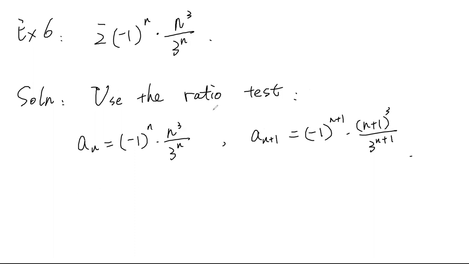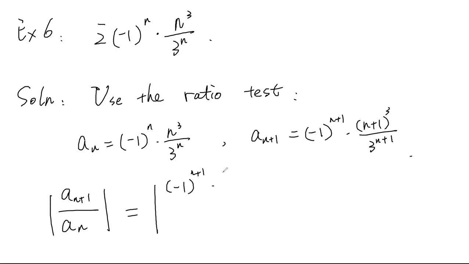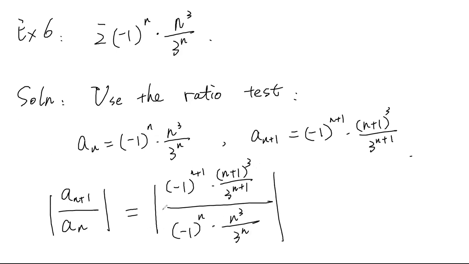And in order to use the ratio test, we need to compute the absolute value of the ratio, which gives you negative 1 to the n plus 1 power times n plus 1 cubed divided by 3 to the n plus 1, then the whole thing divided by negative 1 to the n power times n cubed divided by 3 to the n. Now we need to simplify this ratio.